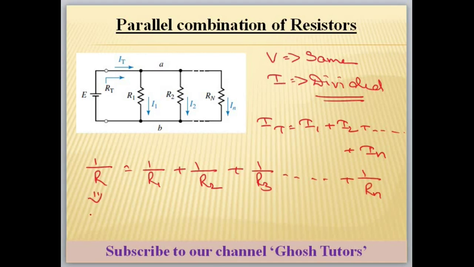But this you can also write, you have studied conductance. 1 by R is equal to conductance. Conductance you write as G. 1 by R is your total G, GT. 1 by R1 is G1, 1 by R2 is G2, 1 by R3 is G3, plus Gn. If conductance is given, then you can simply add it. If resistance is given, then you have to use this rule: 1 by RT is equal to 1 by R1 plus 1 by R2 plus up to 1 by Rn.